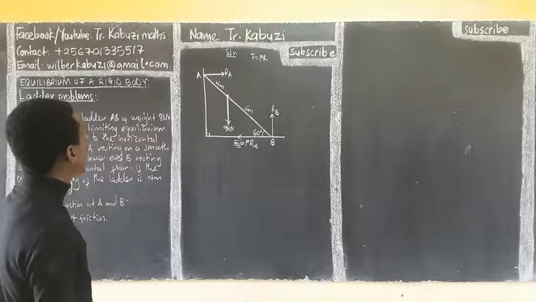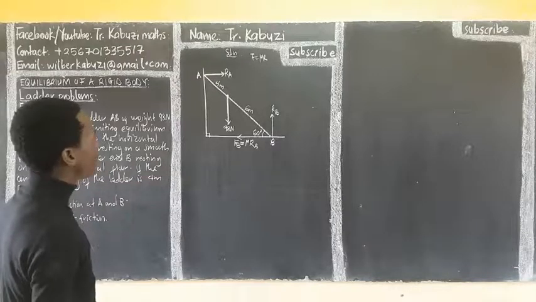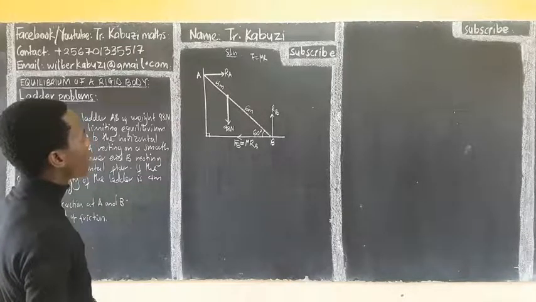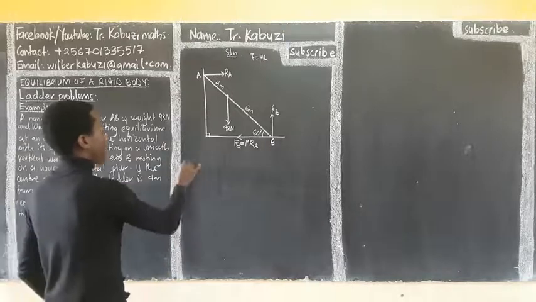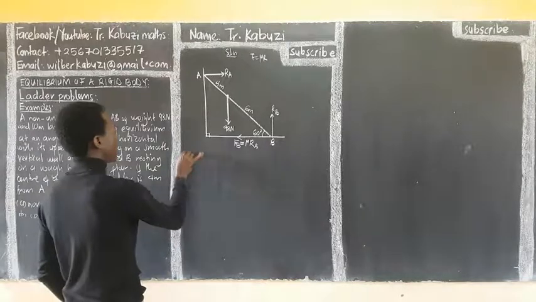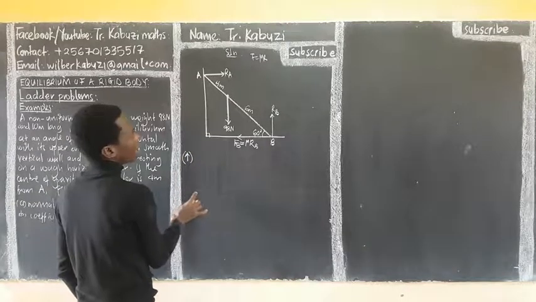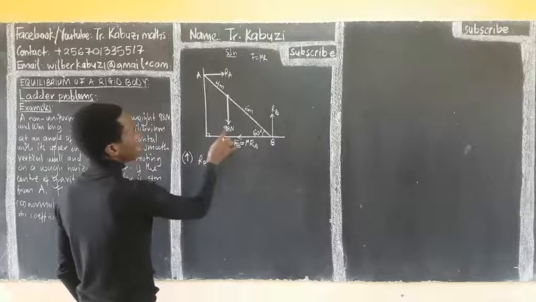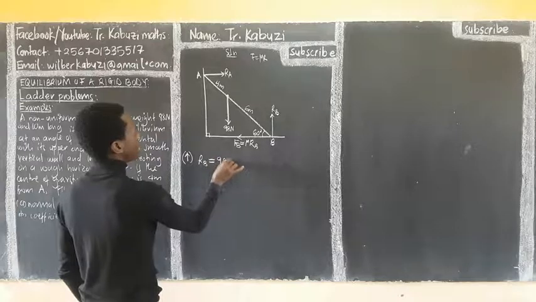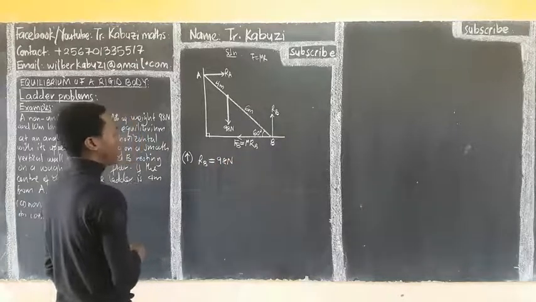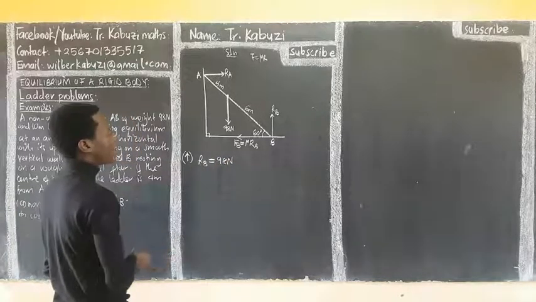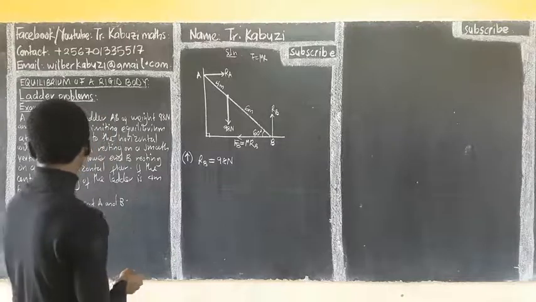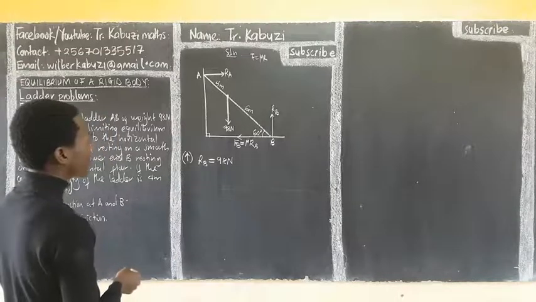Now the part is to find the reactions at A and B. What are you going to do? We are going to first resolve vertically. If you resolve vertically, what do we have vertically? We have RB equal to 98 newtons. So we have the reaction at B, as simple as that.